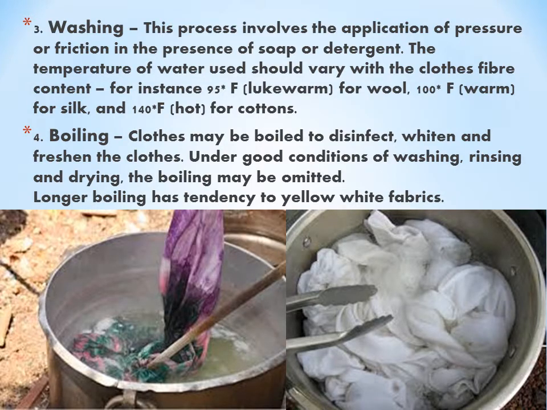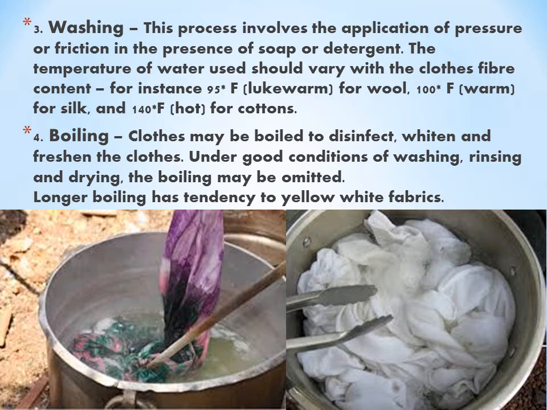The third step is washing. This process involves the application of pressure or friction in the presence of soap or detergent. As I've already told you in the previous class, friction can be applied by different methods, that is hand rubbing, kneading, squeezing, or by suction washer. The temperature of water used should vary with the clothes and their fiber content. For instance, 95 degrees Fahrenheit for wool, 100 degrees Fahrenheit for silk and 140 degrees Fahrenheit for cottons.